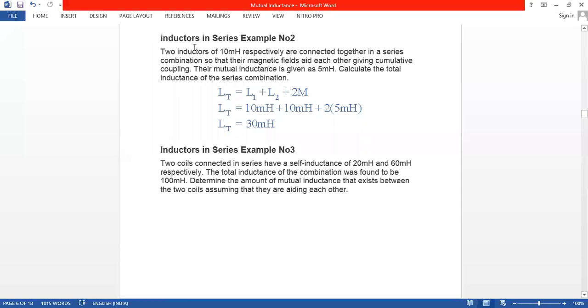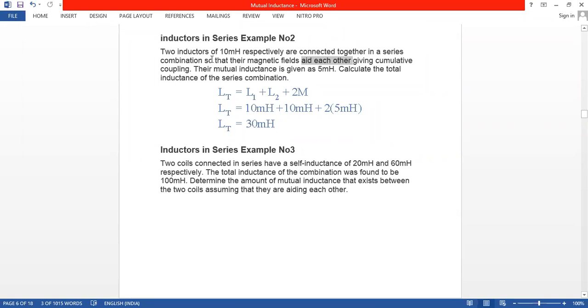Now, two inductors, 10 millihenries respectively, are connected in series combination so that their magnetic fields or energies aid each other. That is adding, aiding each other. Cumulating means total coupling. So if they are aiding, that means entering. What is the formula for entering? It is positive: L1 plus L2 plus 2M.